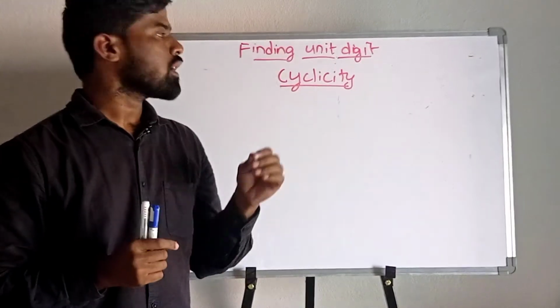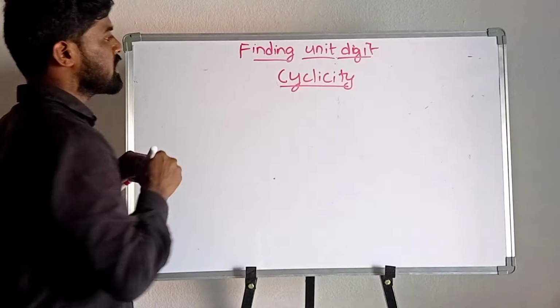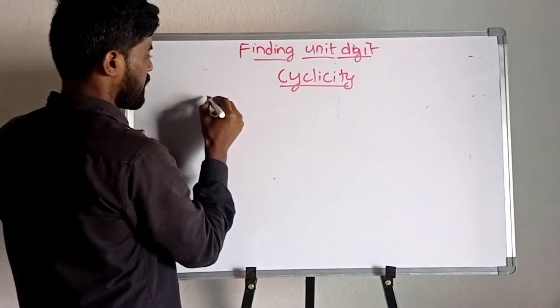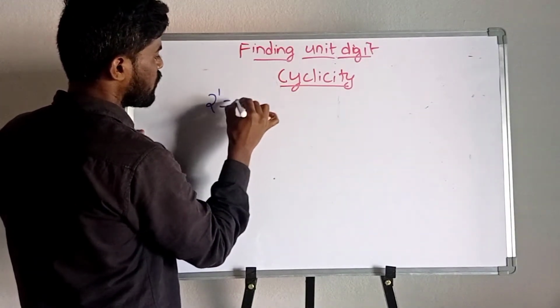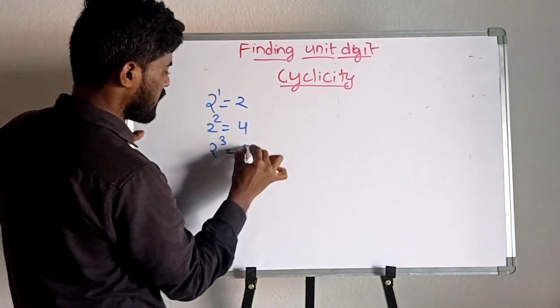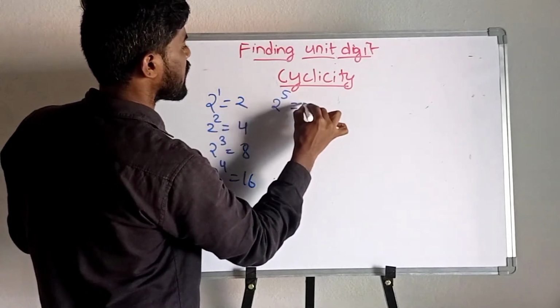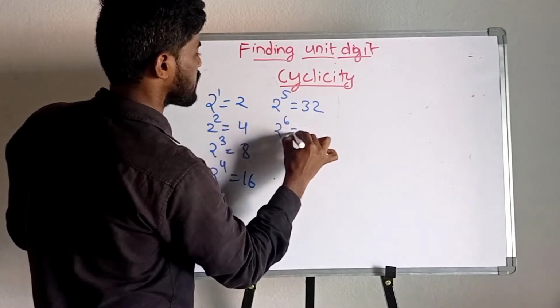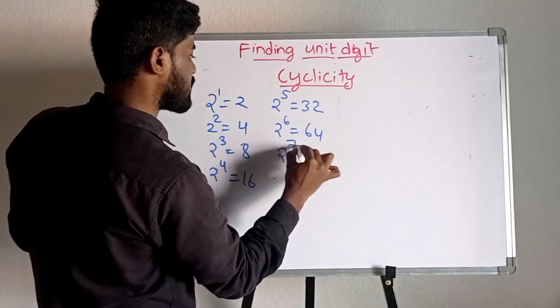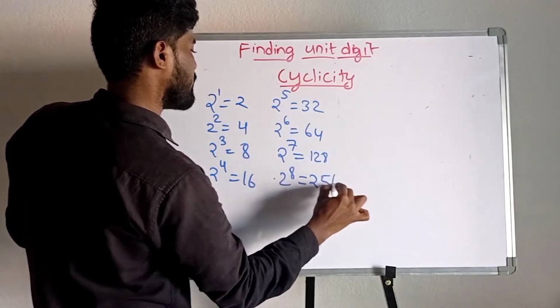We have an important concept called cyclicity for finding the unit digit. Let's see what this concept says. 2 power 1 is 2, 2 square 4, 2 cube 8, 2 power 4 16, 2 power 5 32, 2 power 6 64, 2 power 7 128, 2 power 8 256.